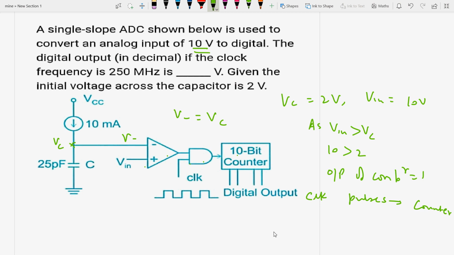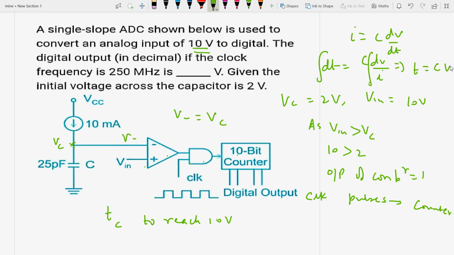capacitor to reach 10 volt. You know that I is equal to C dV by dt. So we have to calculate the dt. So it will be C dV upon I, right? When I integrate it, T is equal to C V by I. So C is how much? It is 25 picofarads, 25 into 10 to the power minus 12. And here voltage, it is how much? VC is 2 volt.